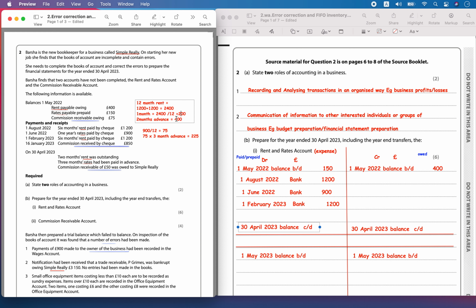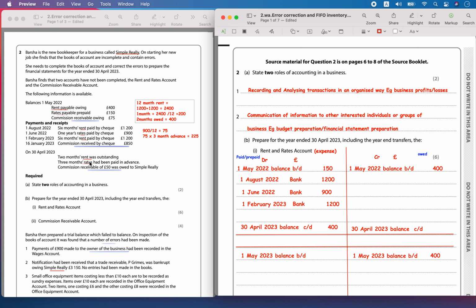So we can see that for 1 month the rent paid was 200. So the 2 months rent was outstanding. The 2 months rent had become an owed balance of 400. So 200 plus 200, it will become 400, an owed balance at the ending. So this means I have to adjust it like this.